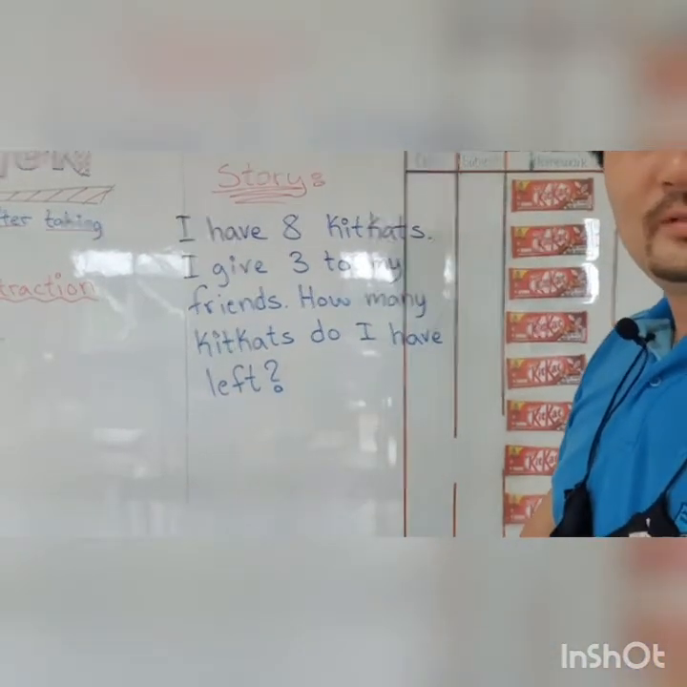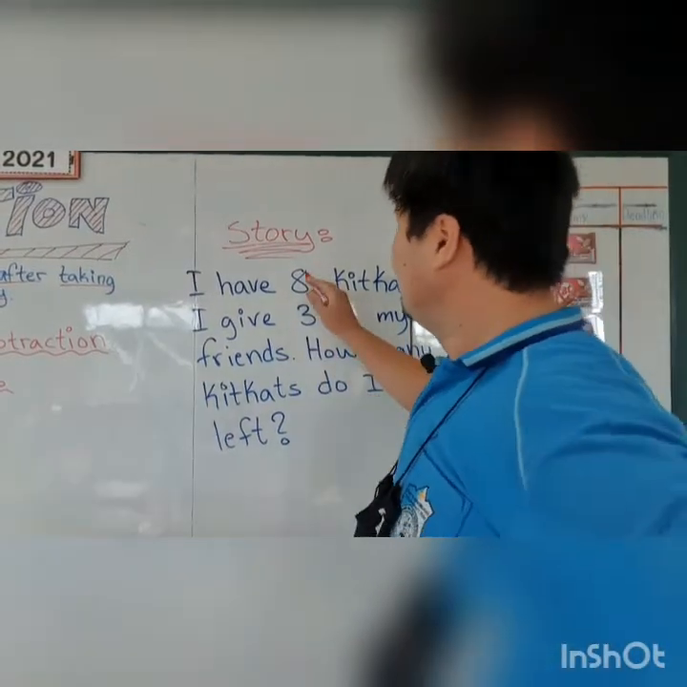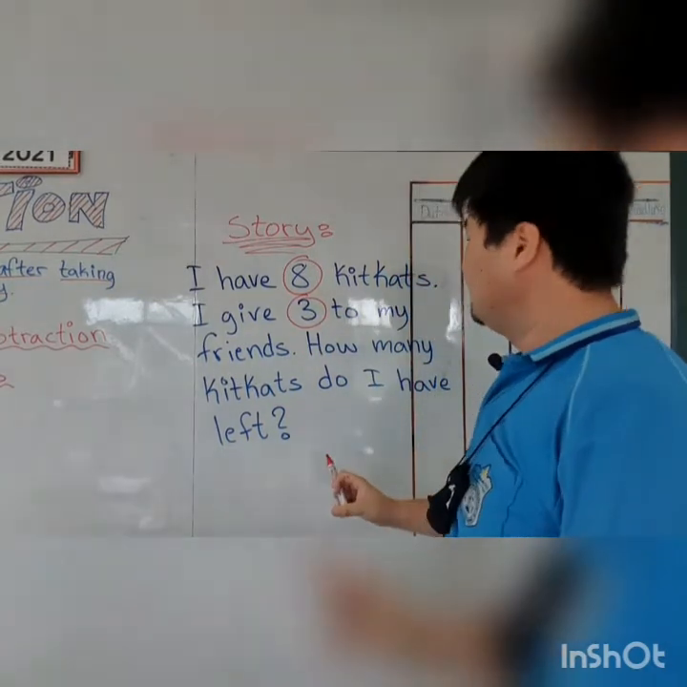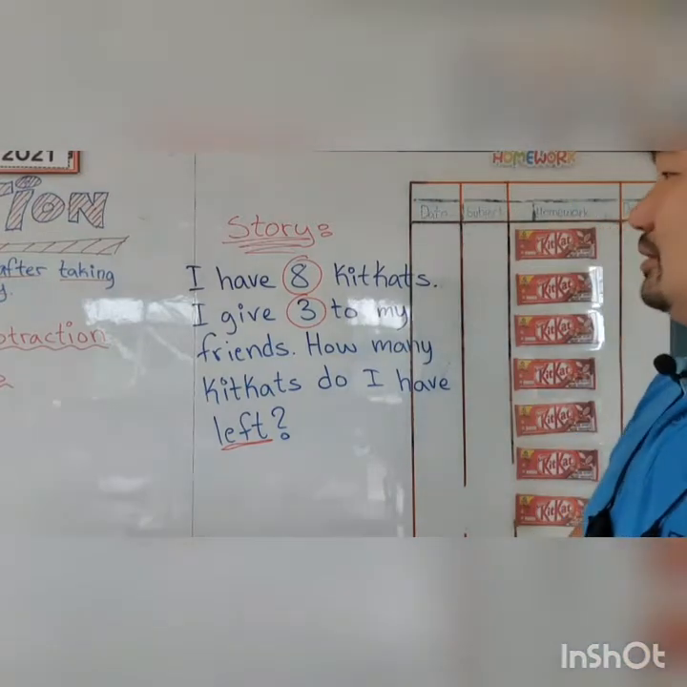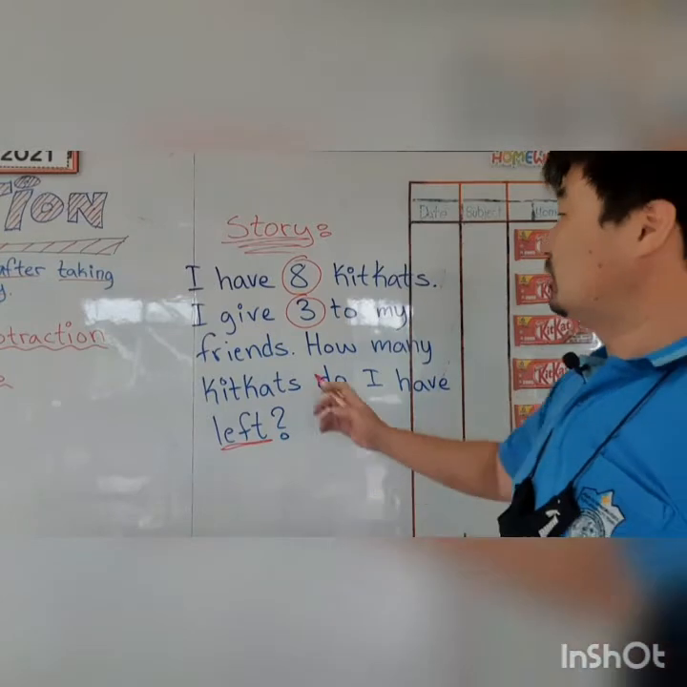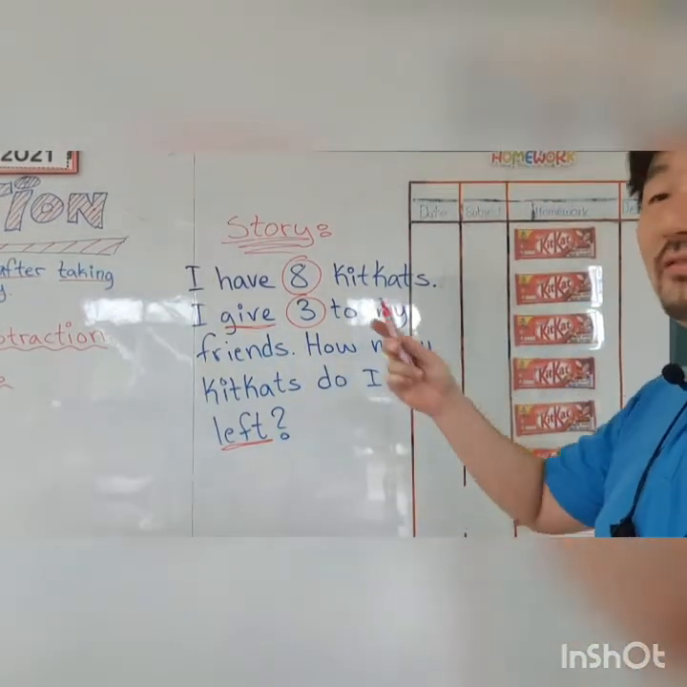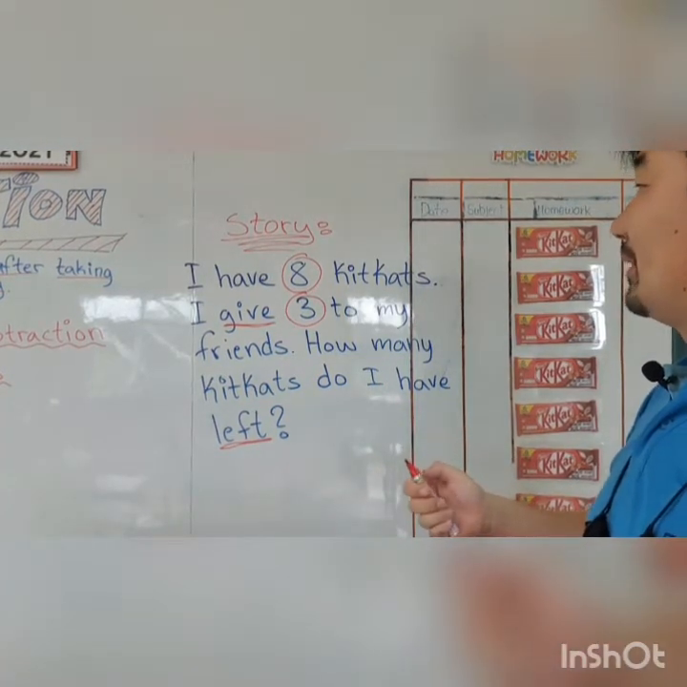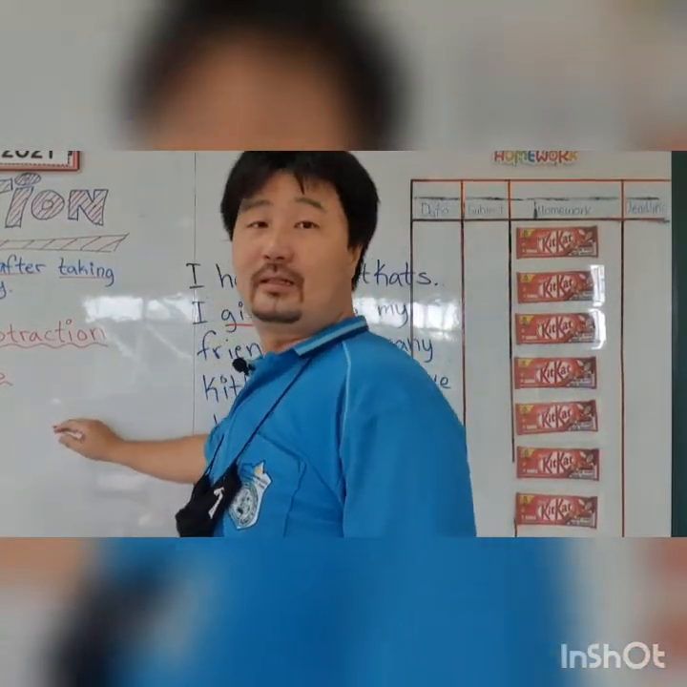Okay, so the numbers 8 and 3 and the keyword left. So that's how you know you're dealing with subtraction. But also the word give, that also means subtraction. You give something away. Okay, all right, so 8, can you see?